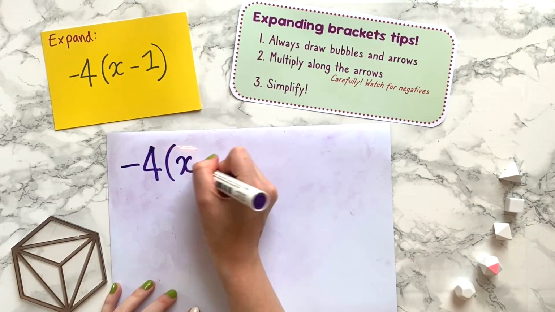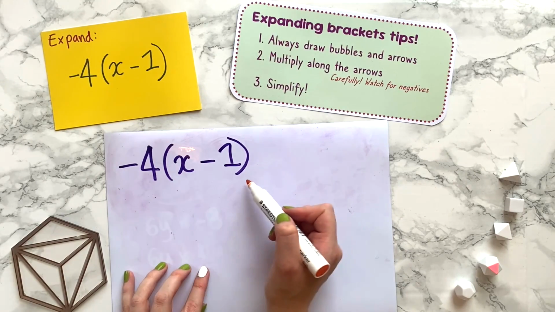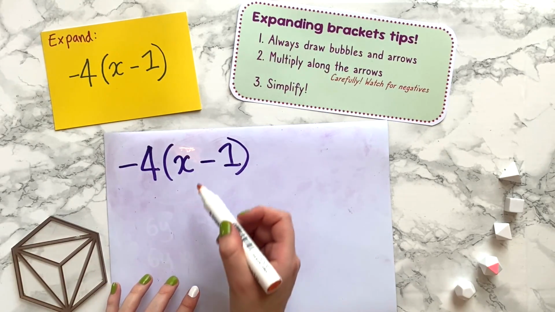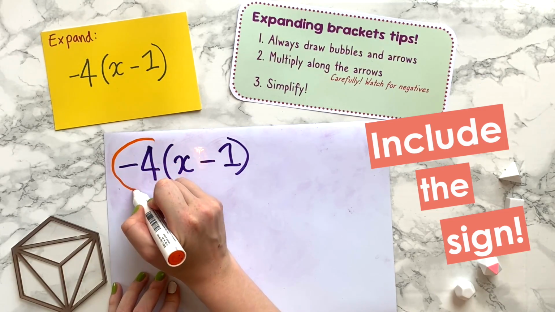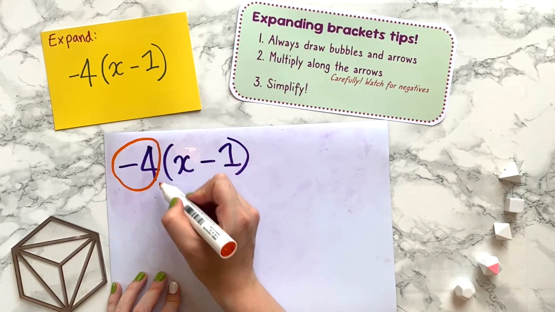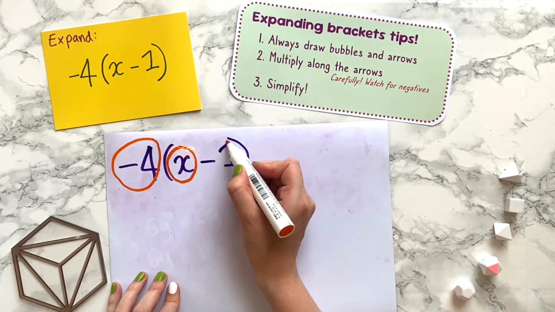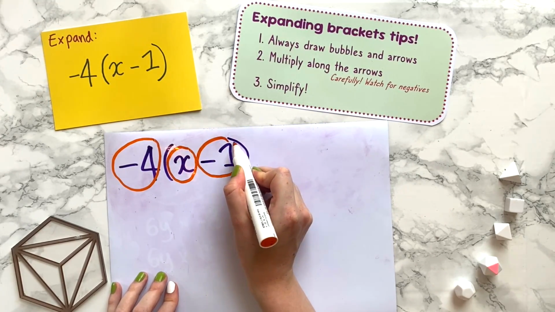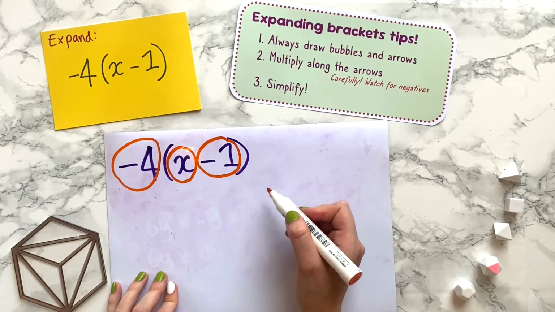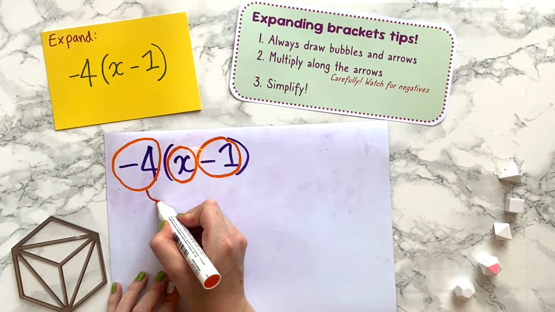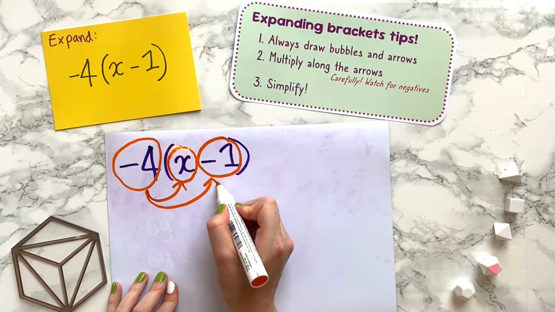Let's do a final question. So here I've got minus 4 times by x minus 1 in the brackets. So I'm going to draw on my bubbles, around the term outside the brackets, including any signs before it, around the first term in the brackets, and then the next term in the brackets. This one's got a sign before it as well. And then we do our arrows coming from outside the bracket to each term in the bracket. So we take our minus 4 to the x, and the minus 4 to the minus 1.